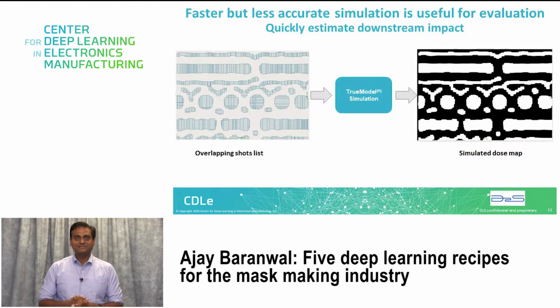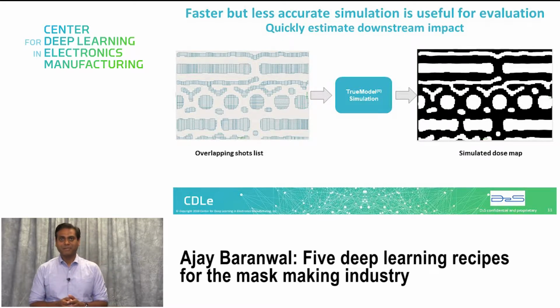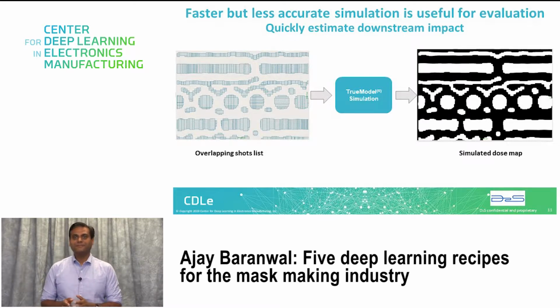We applied this to accelerate the simulation of shortlist to mask dose map. This is required for understanding the downstream impact, for evaluation with different configurations of the shortlist, and to be able to see what the mask shape is going to look like.